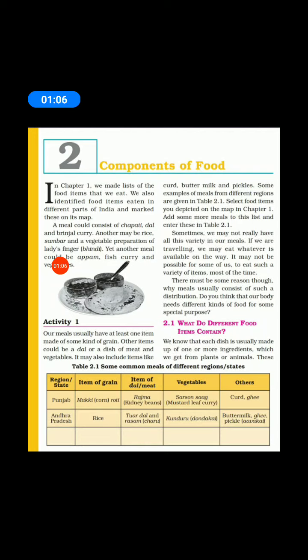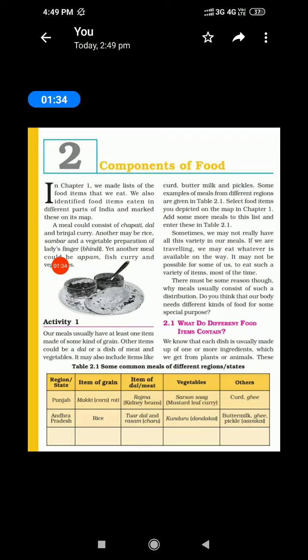Our meals usually have at least one item made of some kind of grain. Other items could be dal or a dish of meat and vegetables. Then it may also include items like curd, buttermilk and pickles. Some examples of meals from different regions are given in table 2.1. Some common meals of different regions.